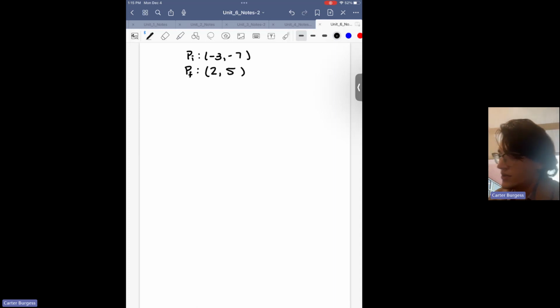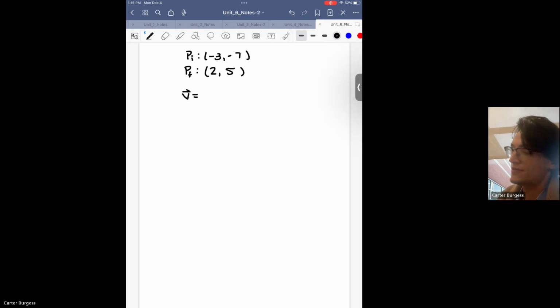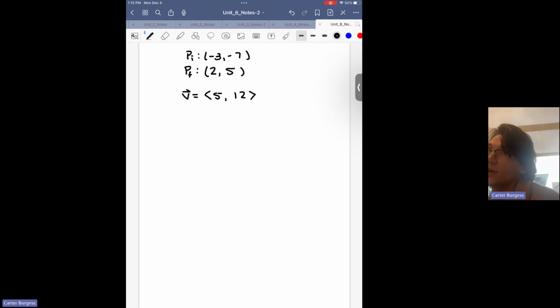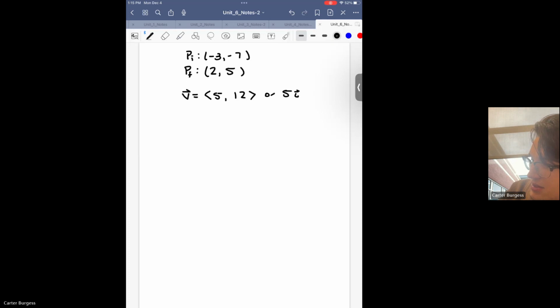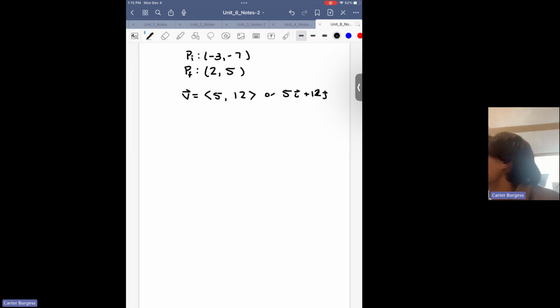What is our vector that we get from this? 5, 12. So you could write this in component form as 5, 12. How far have we moved in the x direction? To go from -3 to 2, we have to move by 5. How far have we moved in the y direction? Well, from -7 to 5, we have moved by 12. You could also write this as 5i plus 12j. That would also be totally fine. Either way, perfectly acceptable.